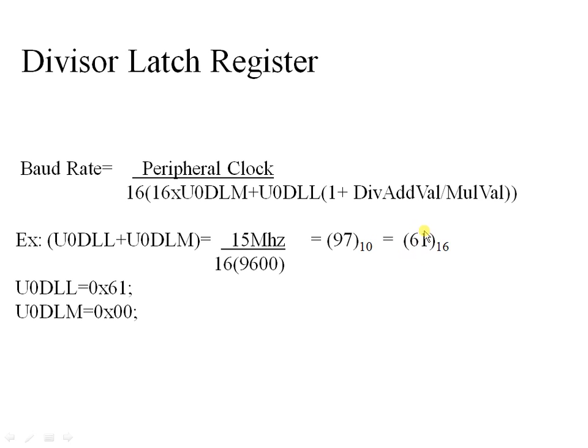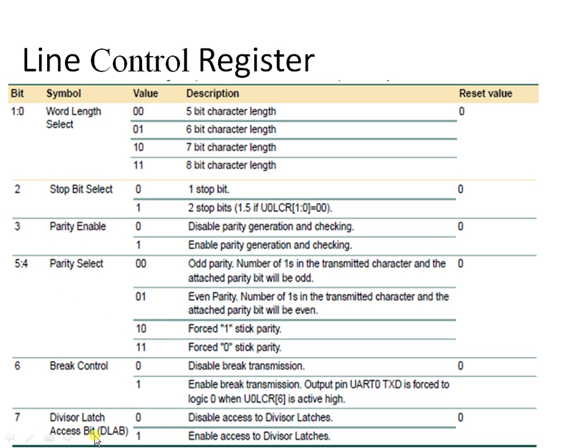So how do we store this hexadecimal value into DLL and DLM? 61 will be stored into the LSB bits, and then 00 will be appended in the MSB bits. Now if you use this value, it means you're going with a 9600 baud rate. This is how we calculate the baud rate and place those values into DLL and DLM. If you want to access the DLL and DLM registers, you have to program the divisor latch access bit to logic 1. It enables the divisor latch registers.